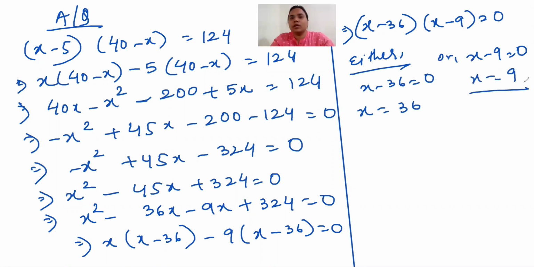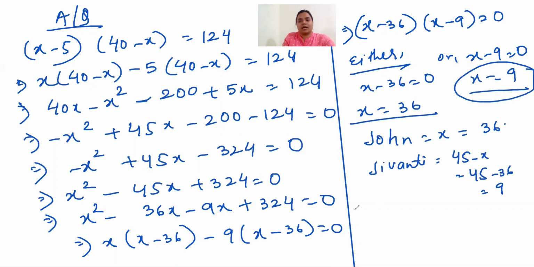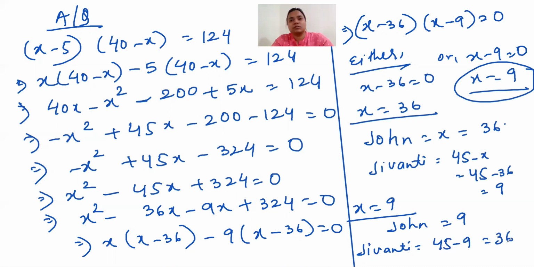In this case, we have both the answers as positive. Number of marbles will be positive. It's not given whether John or Jivanti has the greater number of marbles, so we can use any number. If I take X is equal to 36, John will have 36 marbles, and Jivanti will have 45 minus 36, that is 9 marbles. If I take X is equal to 9, John will have 9 and Jivanti will have 45 minus 9, that is 36 marbles.